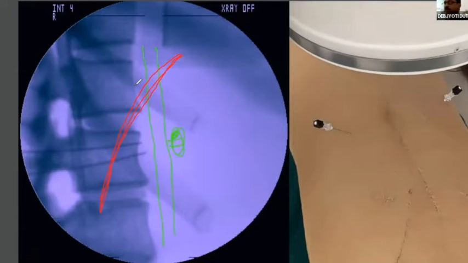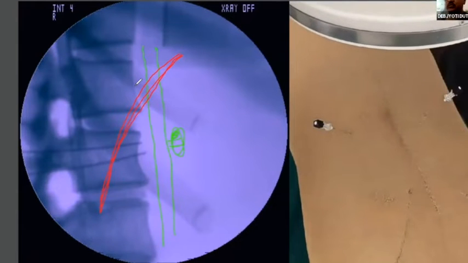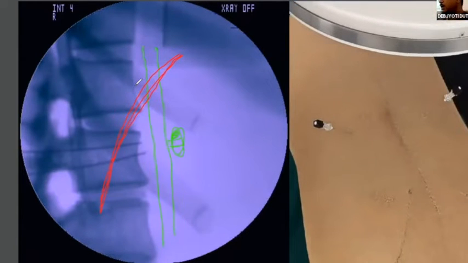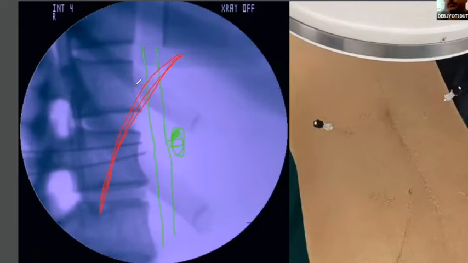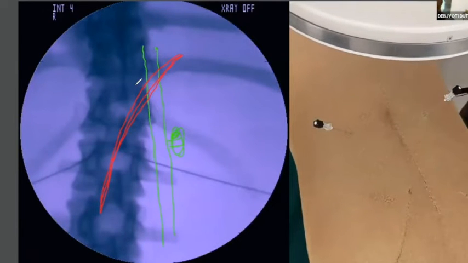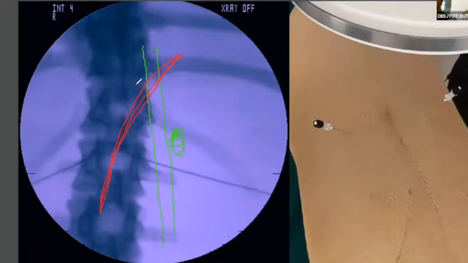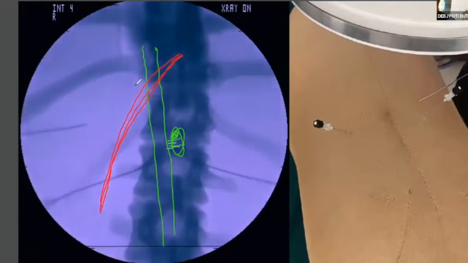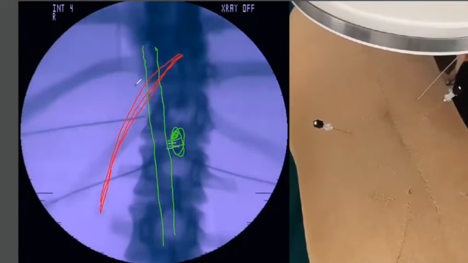And remember, the retrocrural and the splanchnic are almost similar. I'll be putting one needle for the retrocrural, another needle I'll be putting for the splanchnic. So what should be done here? I should be at the level of T12, right? So again, almost similar picture. I'll be hitting the vertebral body first.